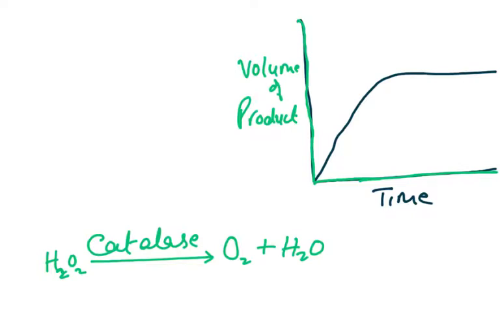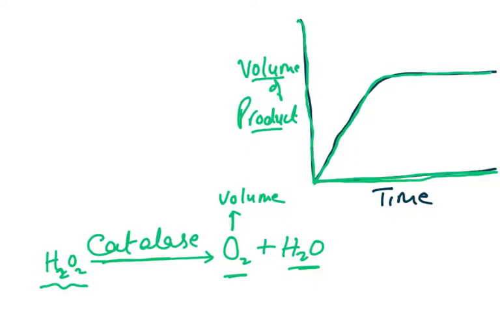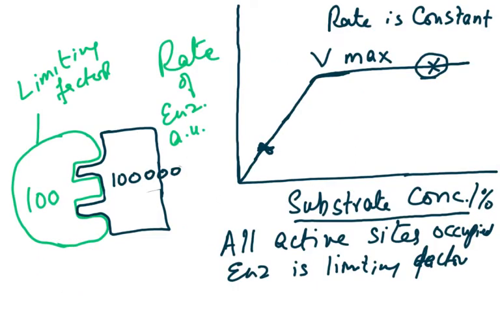Now, in a similar shape of the graph, what we've done is on the x-axis we have time, and on the y-axis we have volume of product. Now, the reaction which we're talking about is catalase, which breaks down hydrogen peroxide to oxygen and water. If we are measuring the volume of oxygen produced with a gas syringe, we find that the volume increases. But after some time, the volume becomes constant.